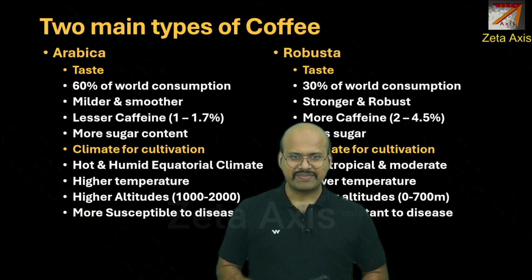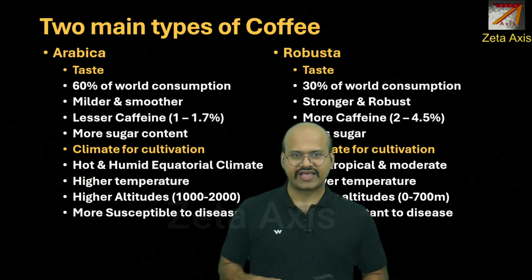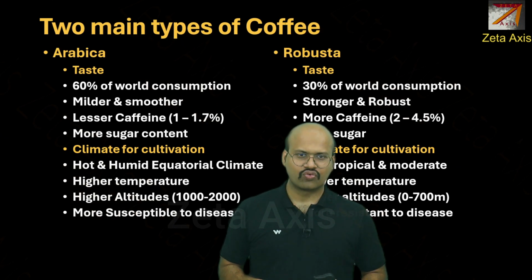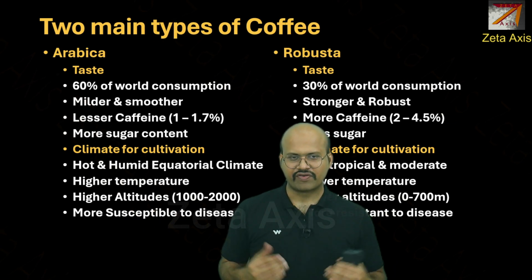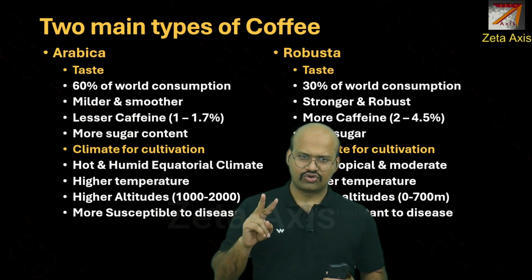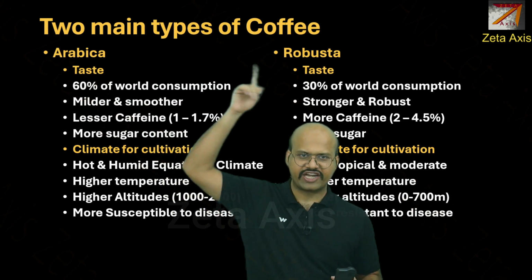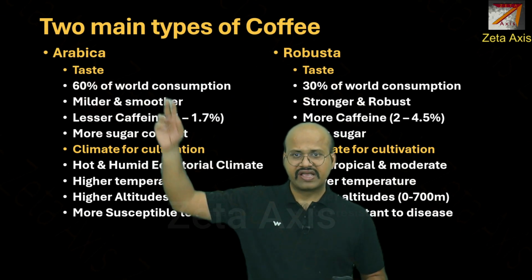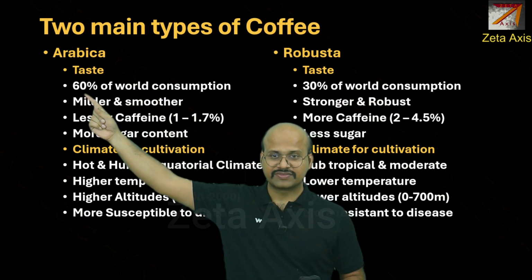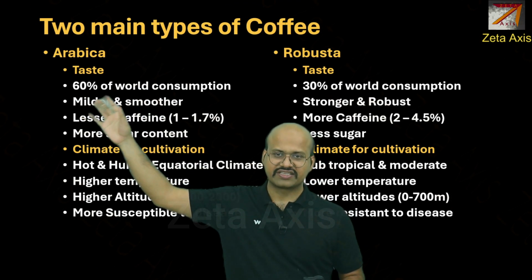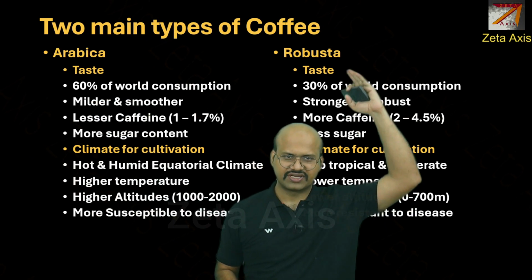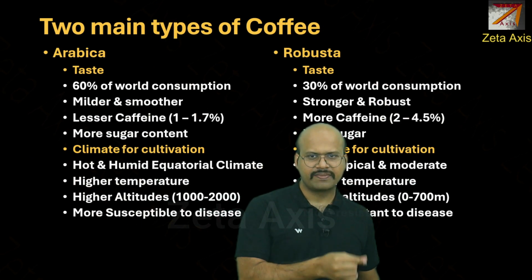Coffee can be classified into 2 groups. However, there are 3 types of coffee, that is, Liberica, but it is not generally used. The world consumption is only 10%, therefore we have not shown it here. There are only 2 main types of coffee, Arabica and Robusta. Both have different flavors and different tastes. Arabica is 60% of world consumption. That is, 60% of the coffee consumed in the world is Arabica, and only 30% is Robusta, 10% is Liberica.